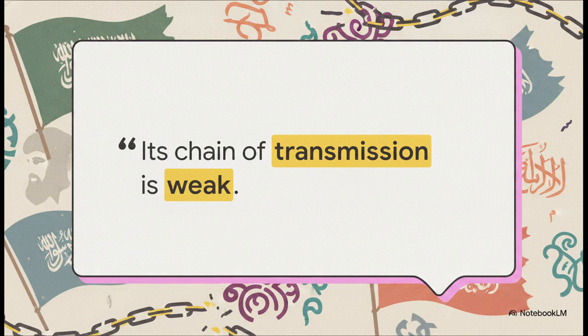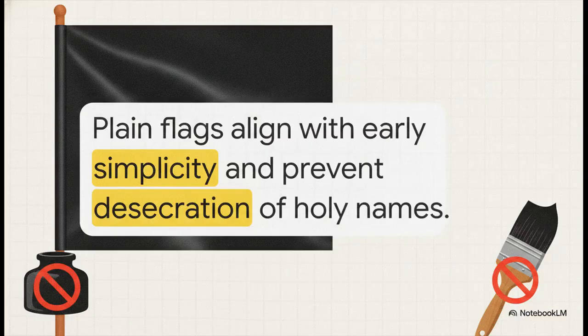Outside of this single disputed account, no other narrators mention writing on the flags. Our source material concludes that the flags were almost certainly completely plain. Think about it. They didn't exactly have white spray paint readily available in the 7th century desert to meticulously stencil these battlefield tools. Plus, a plain flag aligns perfectly with the simplicity of the early state, and more importantly, leaving the flags plain prevented enemies from capturing and desecrating a banner that bore the holy name of God.